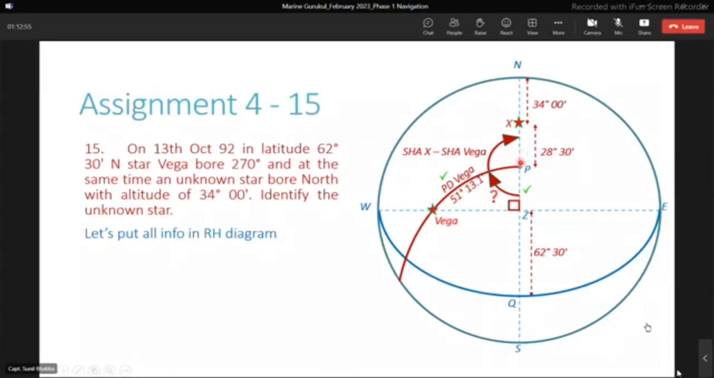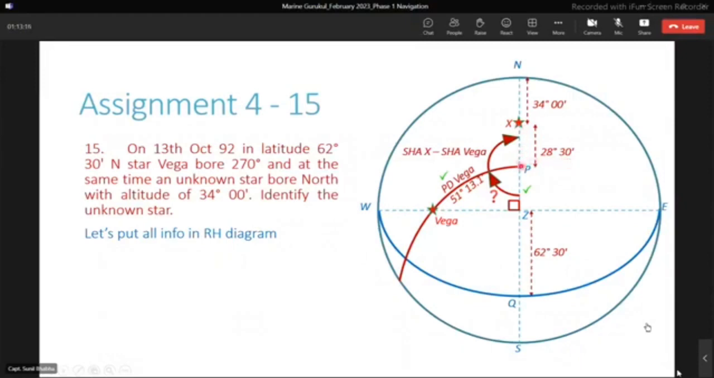It is NP minus NX. NP, equal to the latitude, is 62 degrees 30 minutes. NX, the altitude of the star given in the question, is 34 degrees, giving us Papa X-ray, PX, as 28 degrees 30 minutes.